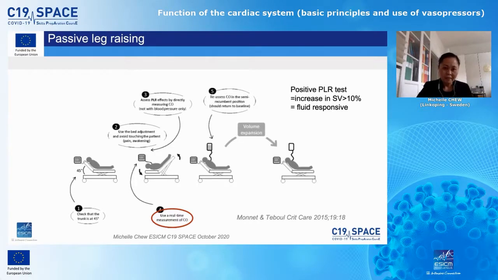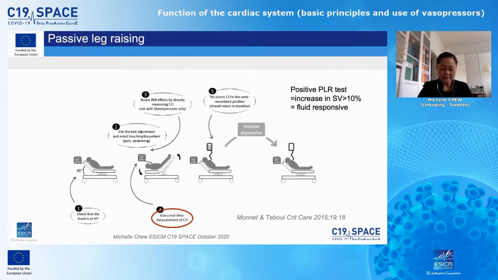This is how a passive leg raising test should be done. So critically ill patients are most often cared for in the 45-degree position. Now, this may not be the case in COVID care where many patients are prone, but for those who are in the 45-degree position, what you would need to do is a series of steps. Firstly, you need to put the head down, lie the patient flat, and then very quickly raise their legs to 45 degrees.